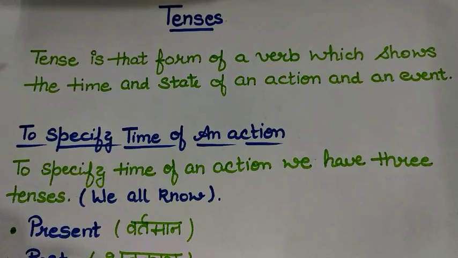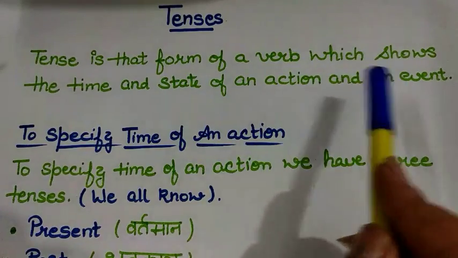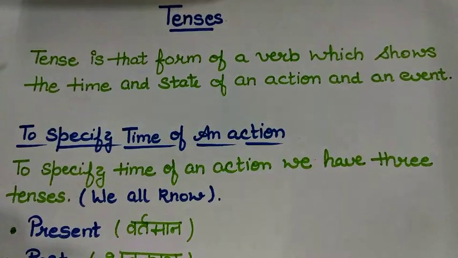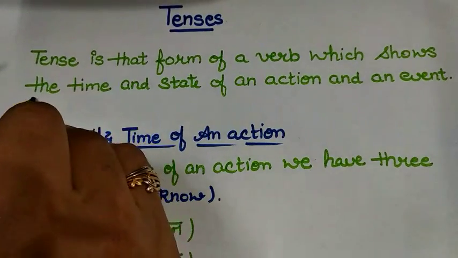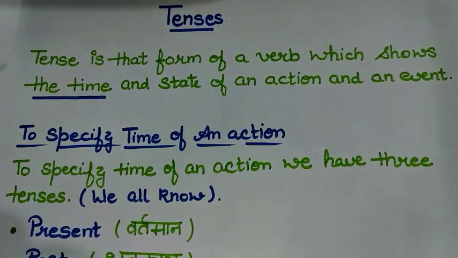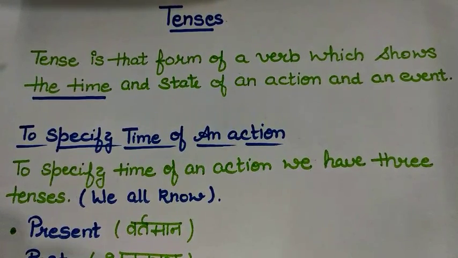See, tense is that form of a verb which shows the time and state of an event. Like if I say I want to know when the work actually happened, or is it really happening right now, it means we use tense to understand the form of verb. When is the main perspective in understanding the tense. So we can say that tense is a form of verb which shows the time and of course the state of an action and an event.